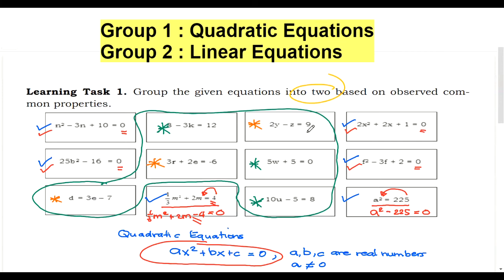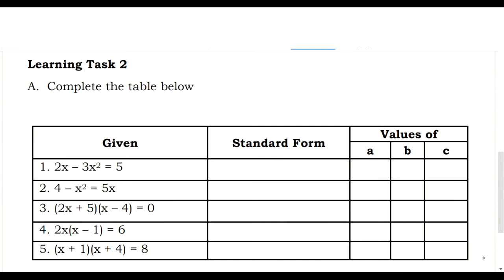Let's move on to the next learning task. So this is learning task 2. We're going to complete the table. We're given 5 quadratic equations here. We should write each quadratic equation here in its standard form. Can we recall again the standard form of a quadratic equation? Di ba ganito? Ax squared plus bx plus c equal to 0. Your A, B, and C are all real numbers, and A cannot be 0. Let's try number 1.